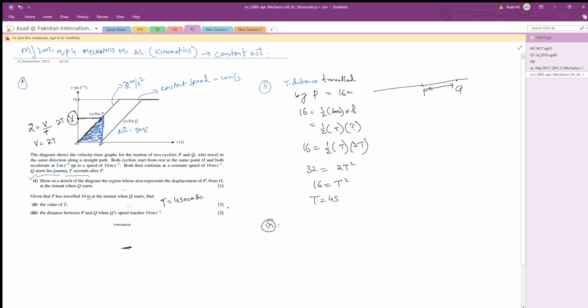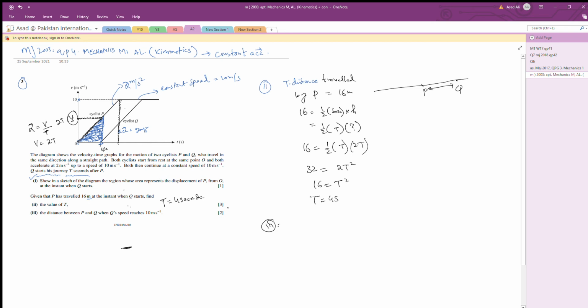Come on, if you find the total distance traveled by P and the total distance traveled by Q, you can subtract them and you can get the value for the difference between them. So how to find the total distance traveled by P? First get that thing. Now see, what if we find this T? What will be the value? This is 4 seconds.